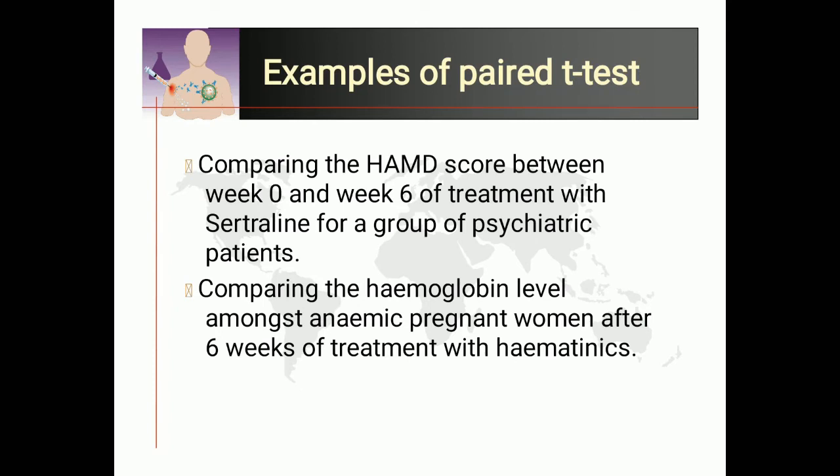Here is an example of a paired t-test: comparing the HMD score between week 0 and week 6 of treatment with sertraline for a group of psychiatric patients. Or comparing the hemoglobin level among anemic pregnant women after 6 weeks of treatment with hematinics. So it is a comparison of the same individuals using the paired t-test.